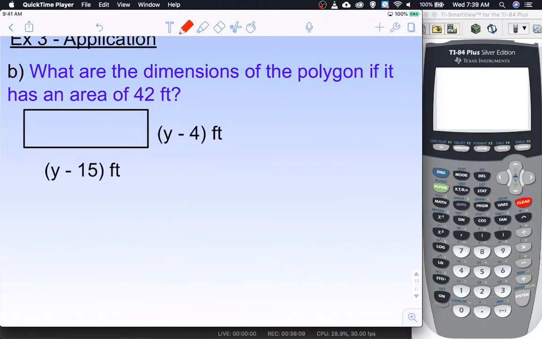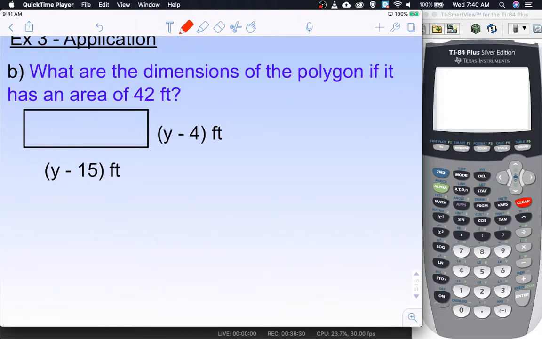Letter B says, what are the dimensions of the polygon if it has an area of 42 feet? Okay, I want you to pause the video and try that. Hit play when you're ready, and we'll go through it together.